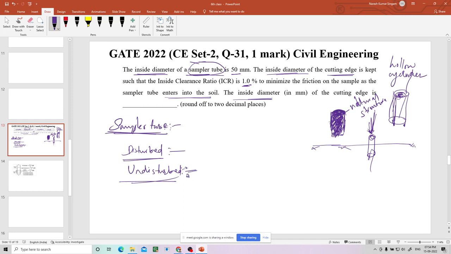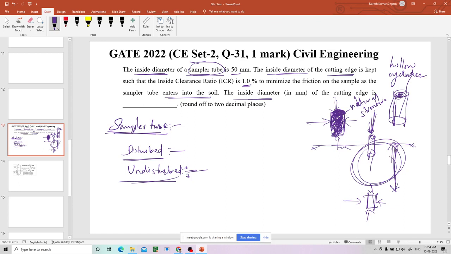stresses will not be the same, because once you take out the sample, suppose you are taking the sample from some 10 meters depth. If you apply the same stresses all around as when it was inside, then it is the same. You can use that for shear strength properties. You find out shear strength properties on the undisturbed samples.